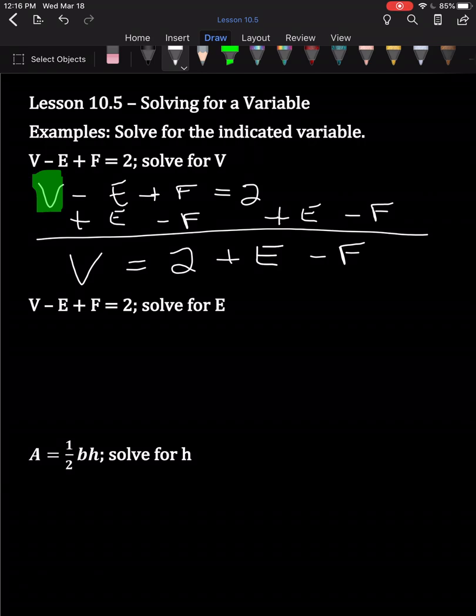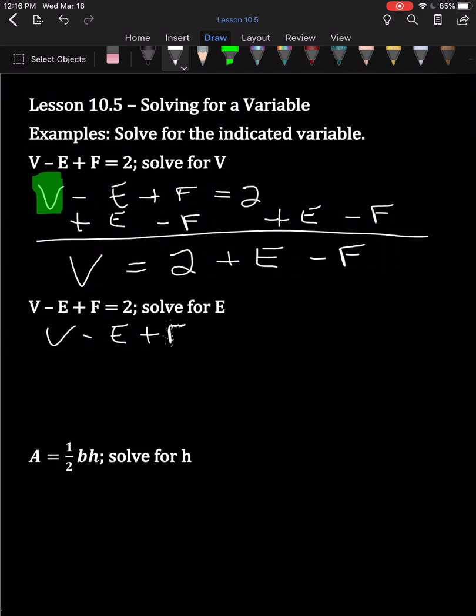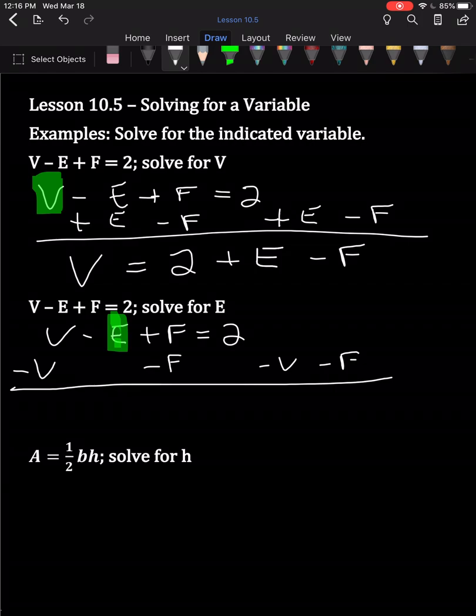Okay? This is going to be strange. V minus e plus f equals 2. Same equation, but this time we're being asked to solve for e. So we have to get e alone. So v is positive, I will have to subtract v. F is positive, I will have to subtract f from each side. And there's nothing to combine those with on the left here. So the negative sign is still attached to the e. I'm going to have 2 minus v minus f.